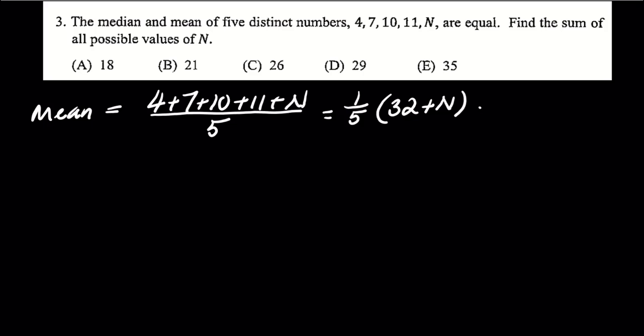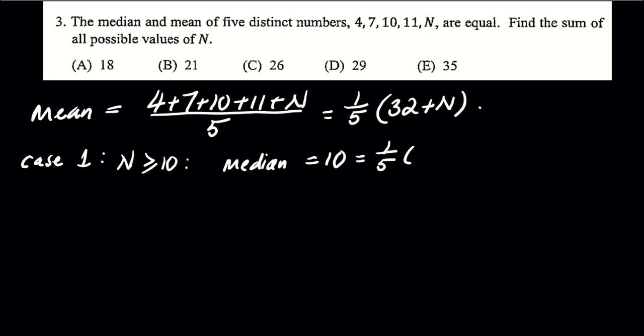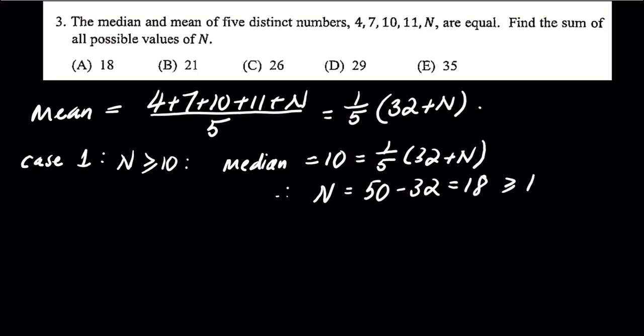We may split it into a few cases. If n is greater than or equal to 10, then the median is 10, and so 10 equals 1 over 5 times (32 plus n), which implies that n equals 18.